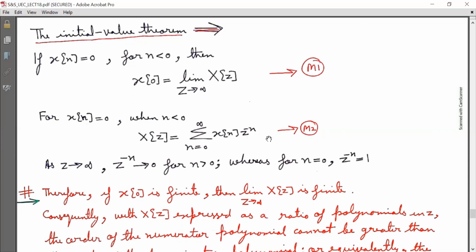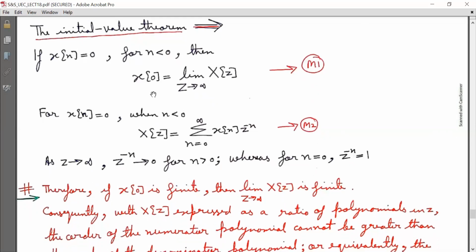Now expand this series in M2. As z tends to infinity, z^-n tends to 0 for n greater than 0, whereas for n equal to 0, z^-n is equal to 1. Therefore, if x[0] is finite, then the limit as z tends to infinity of X(z) is finite. Therefore, x[0] is equal to the limit as z tends to infinity of X(z). This is the initial value theorem.